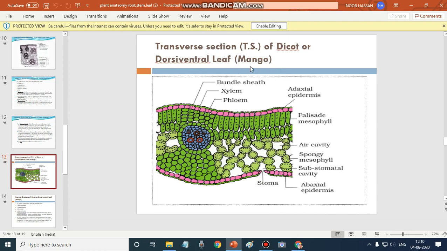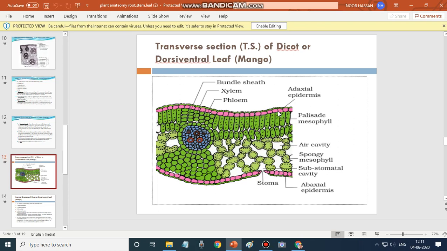So here the leaf of the mango plant, that is a dicot leaf, is discussed. We shall discuss one by one. The major parts are the upper epidermis and the lower epidermis, and this middle part is called mesophyll, and this is called the vascular bundle. So we shall discuss one by one. First we shall discuss the upper epidermis.